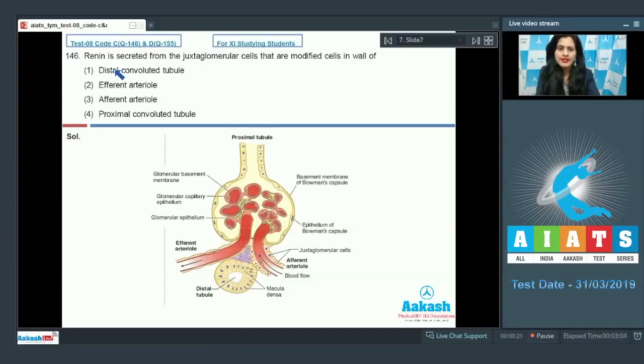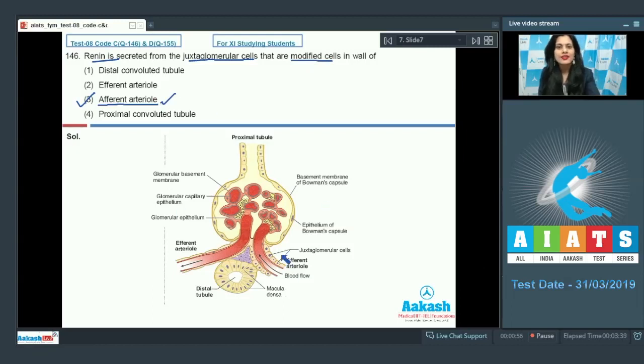Question number 146. Renin is secreted from the juxtaglomerular cells that are modified cells in the wall of, and the options are distal convoluted tubule, efferent arteriole, afferent arteriole, and proximal convoluted tubule. And the correct answer to this question is option number 3, afferent arteriole, because renin is secreted from the juxtaglomerular cells that are modified cells in the wall of afferent arteriole.